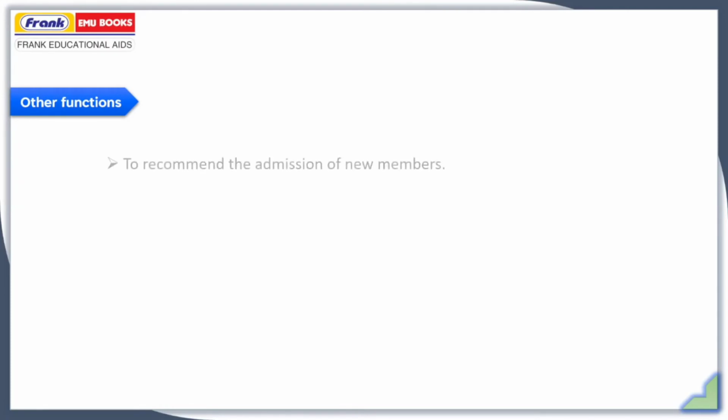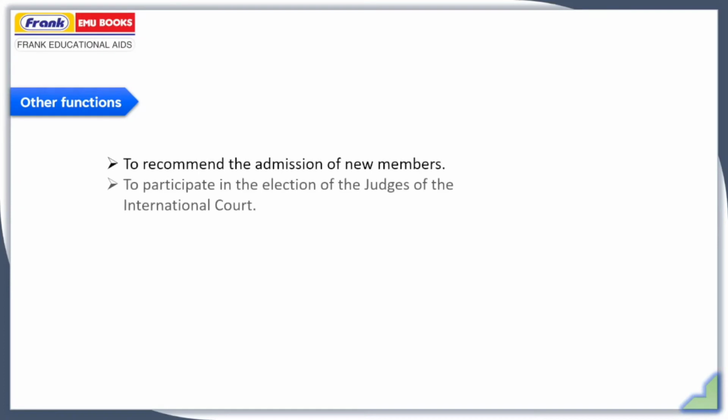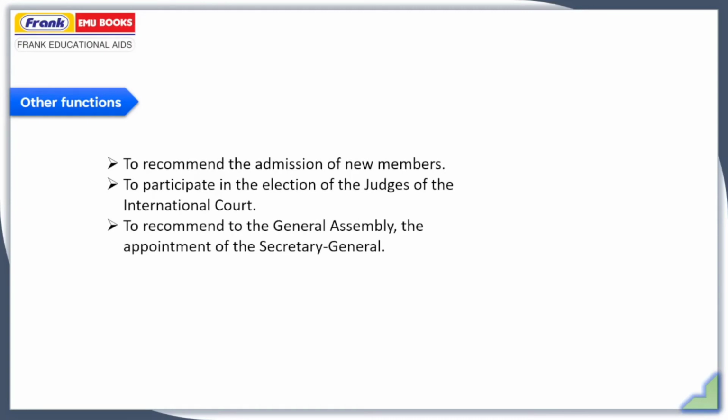If we talk about other functions of the UNSC, they are to recommend the admission of new members, to participate in the election of the judges of the International Court of Justice, and to recommend to the General Assembly the appointment of the Secretary General. Actually, the Secretary General is appointed by the United Nations General Assembly, but on the recommendation of the United Nations Security Council.